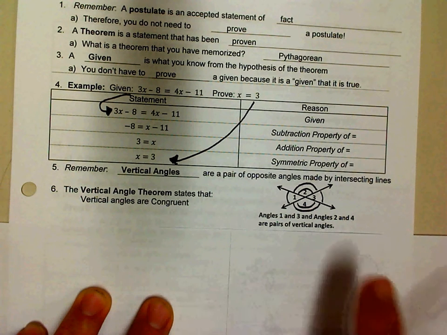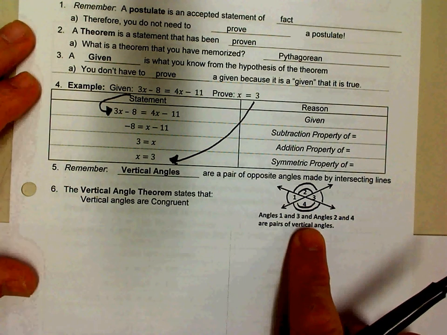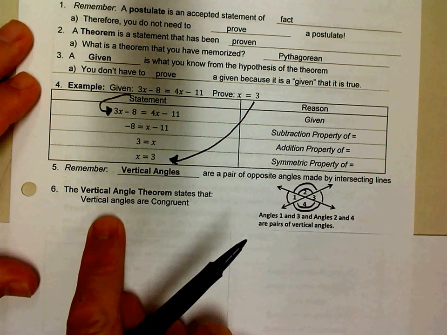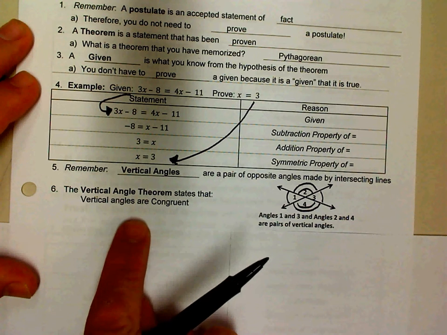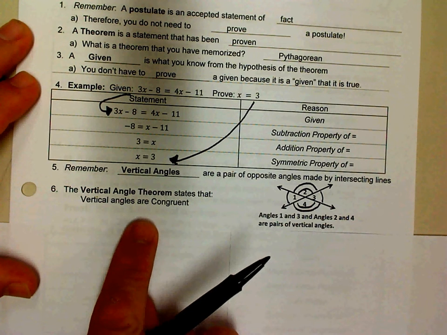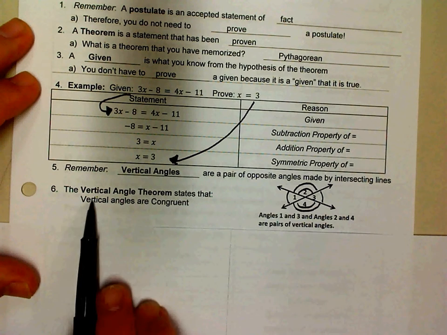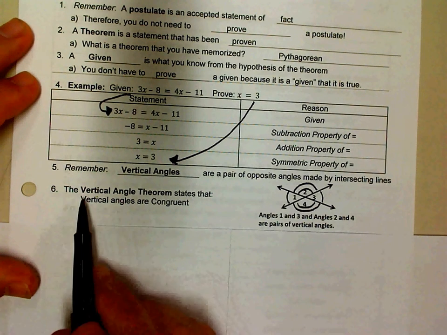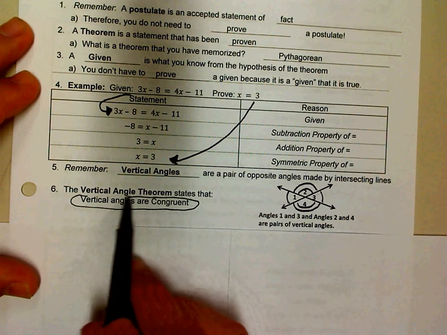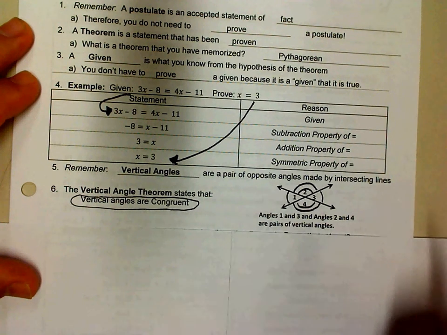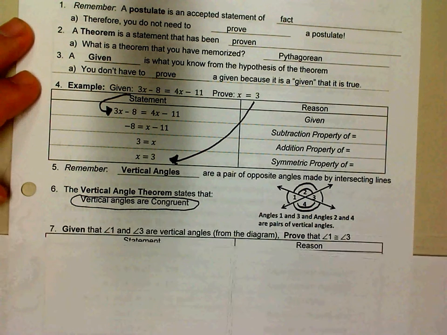From the vertical angle definition, there is a theorem that states that vertical angles are congruent. Always, when you have vertical angles, they'll be congruent. It has been proven through this theorem called the vertical angle theorem that vertical angles will be congruent. In our example here, 1 and 3 would be congruent, and 2 and 4 would be congruent.